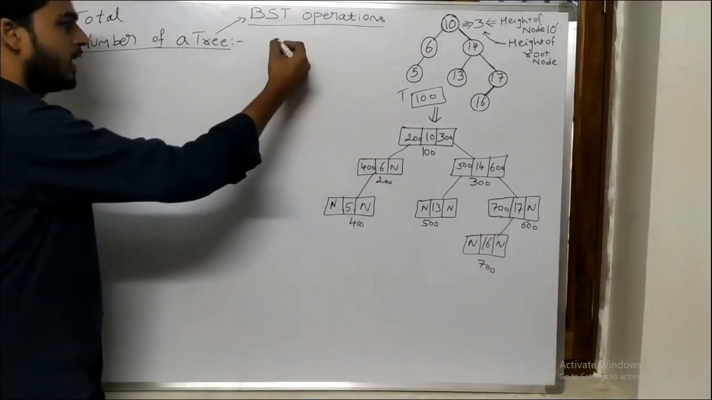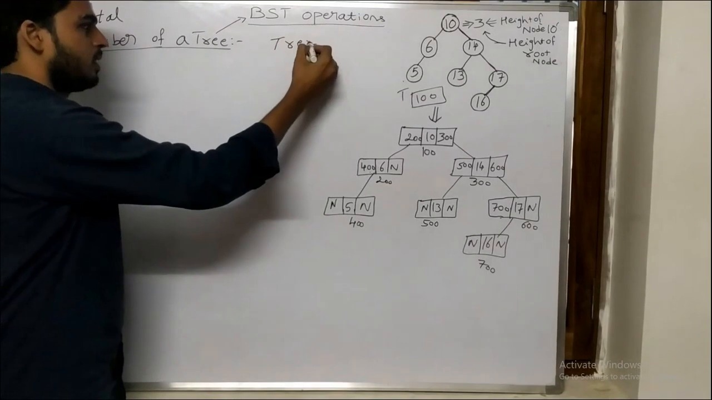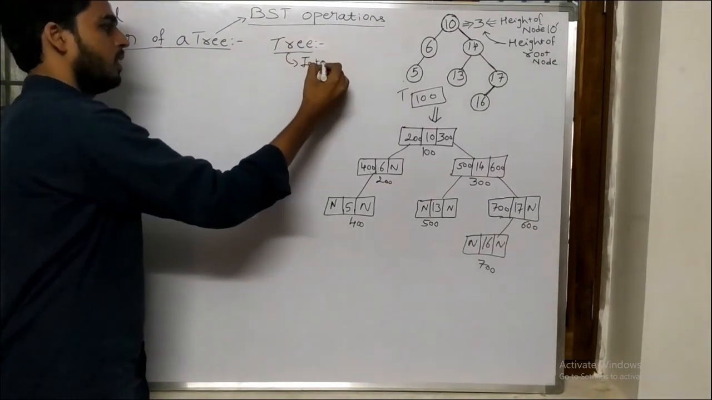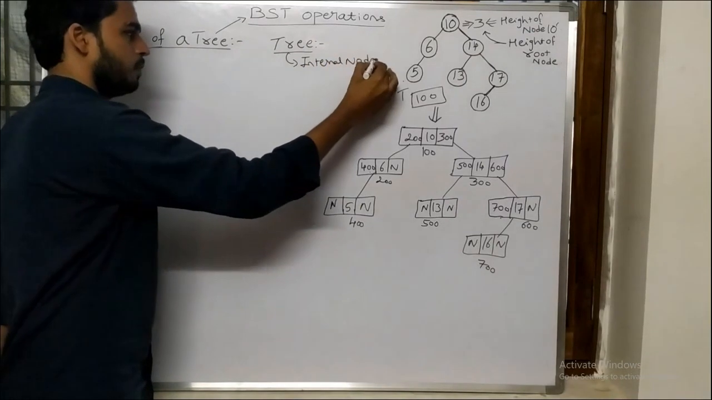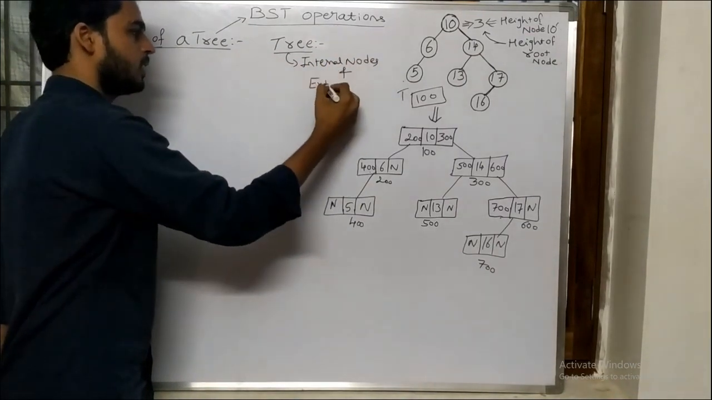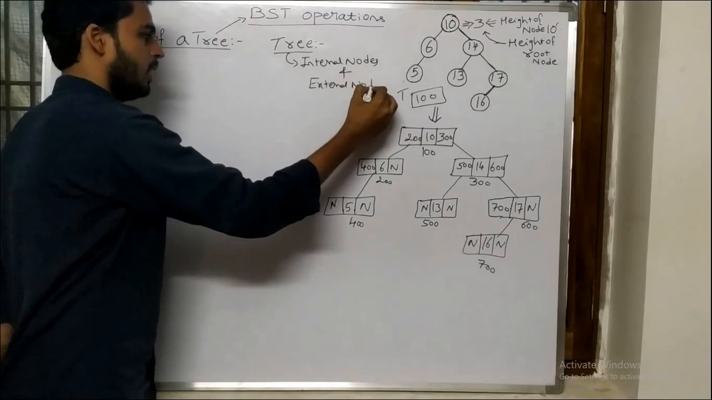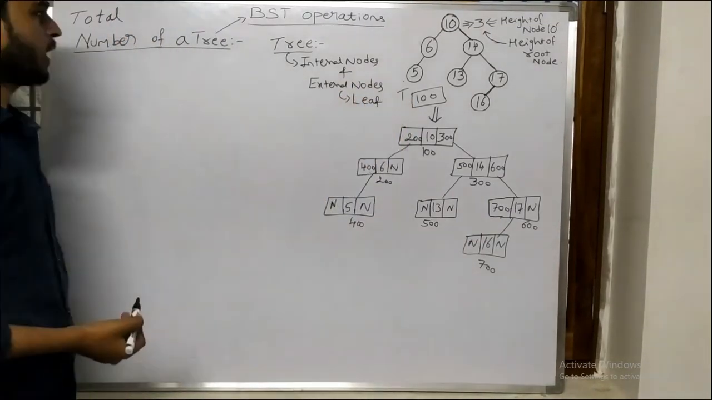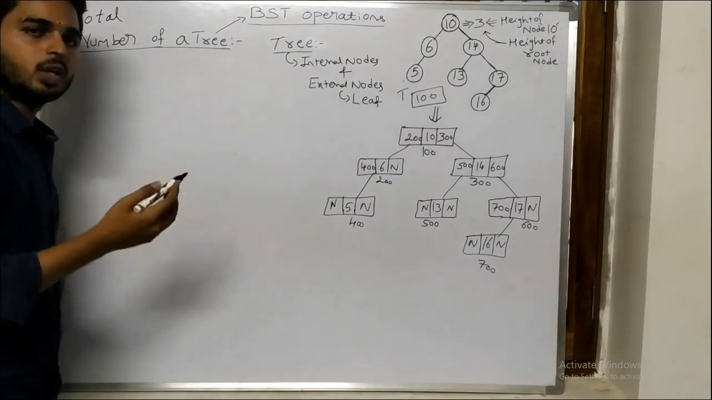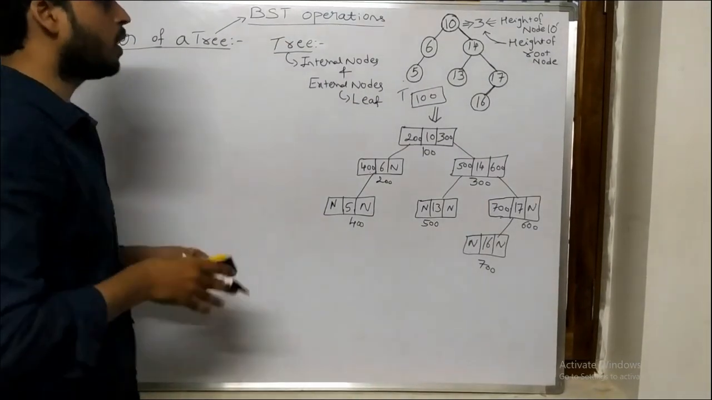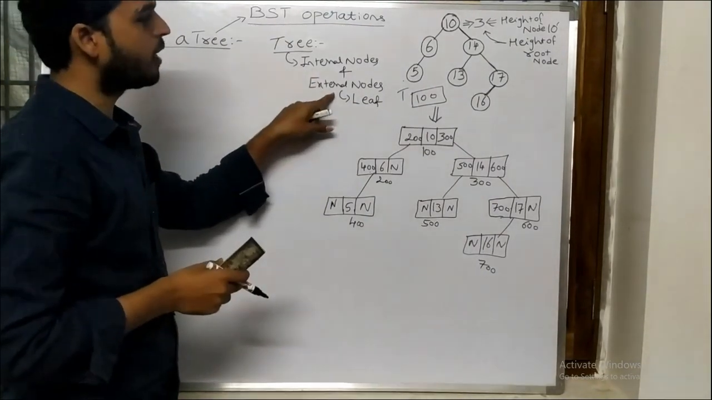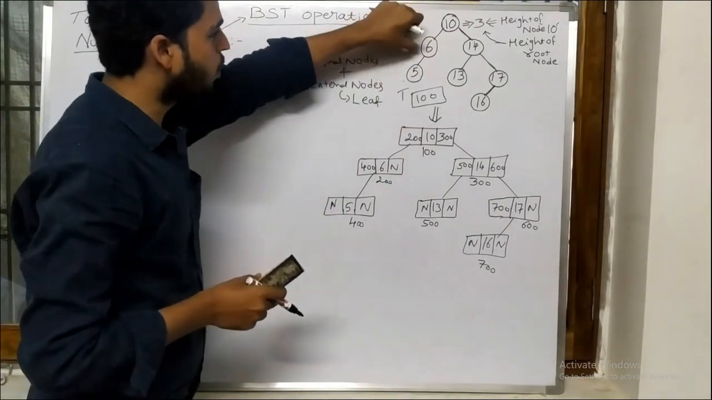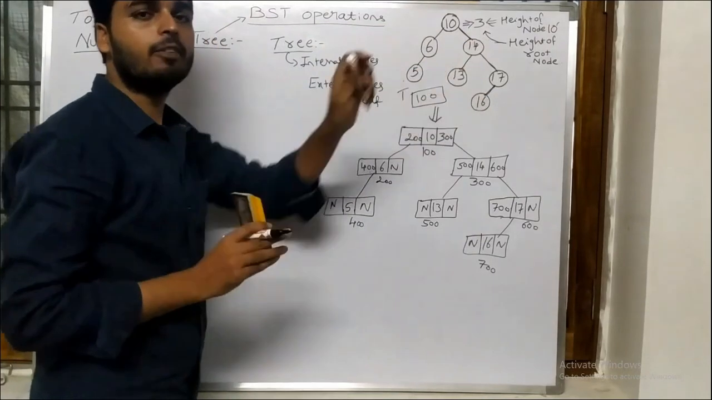If you take a tree, it can contain internal nodes and external nodes. External nodes are also called leaf nodes. Here we are trying to find the total number of internal nodes and external nodes present in a tree, meaning that I need to count every node in the tree.